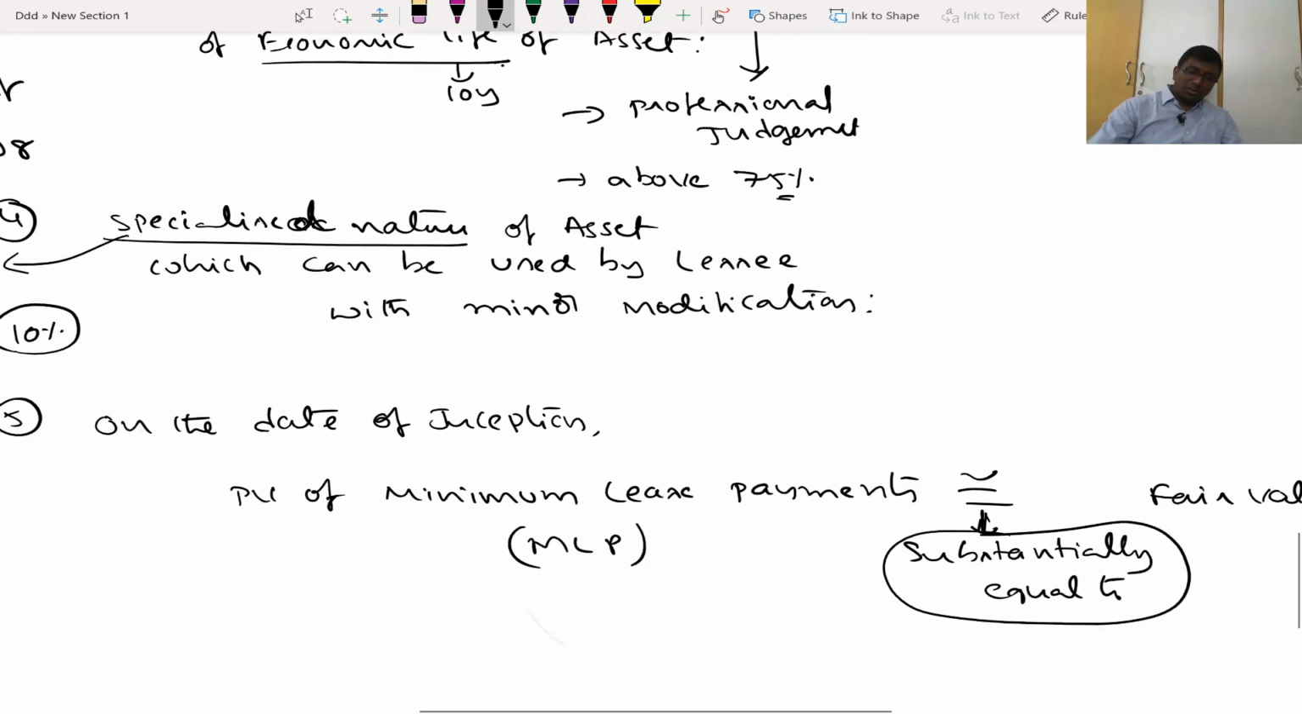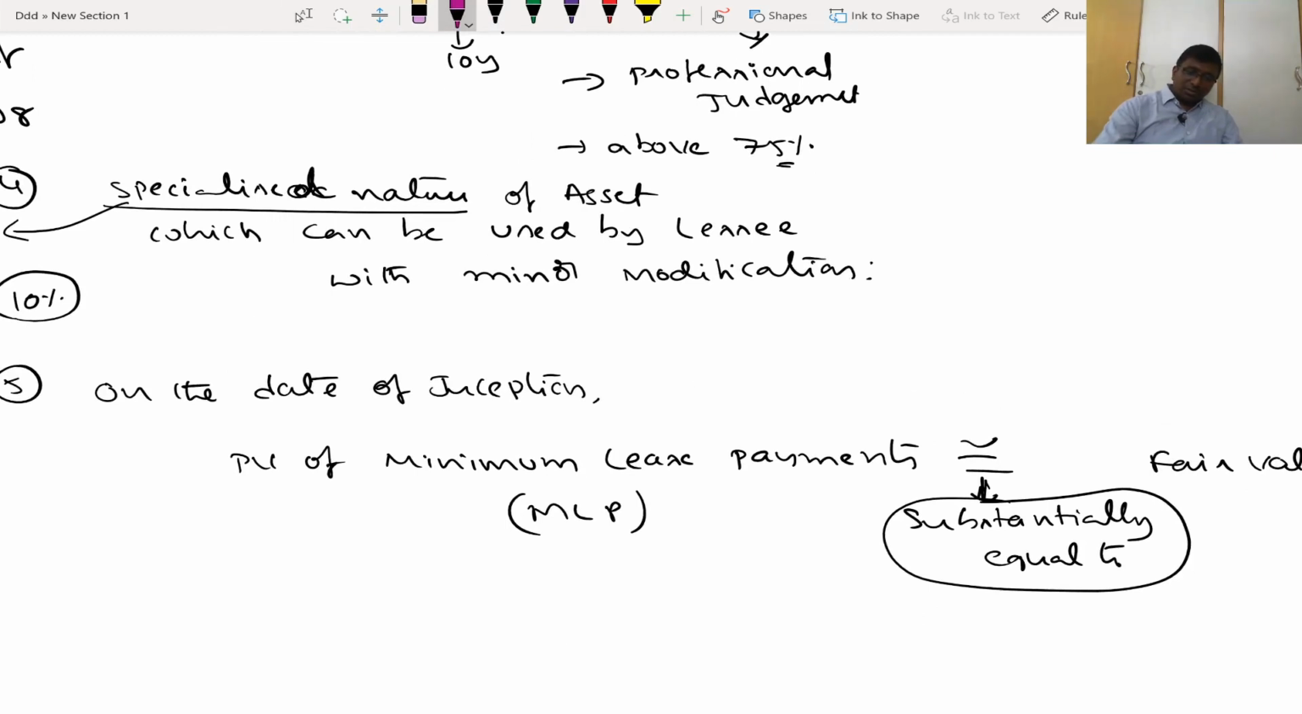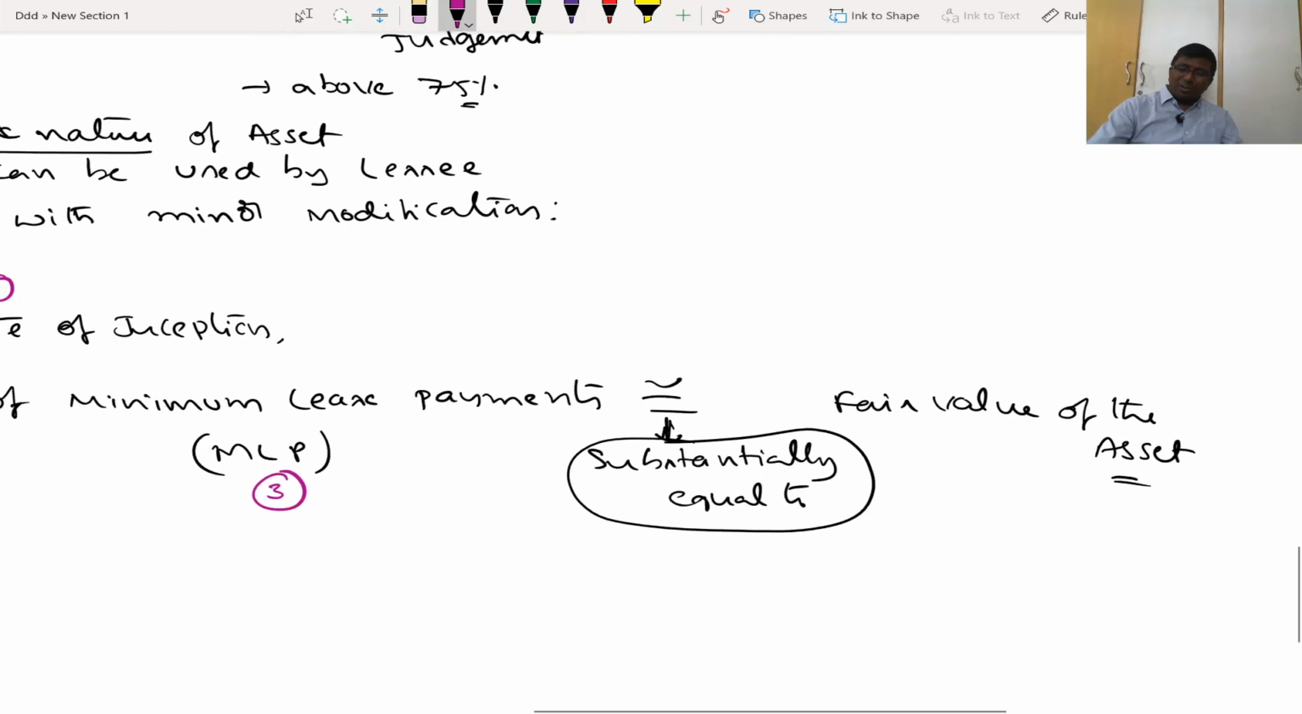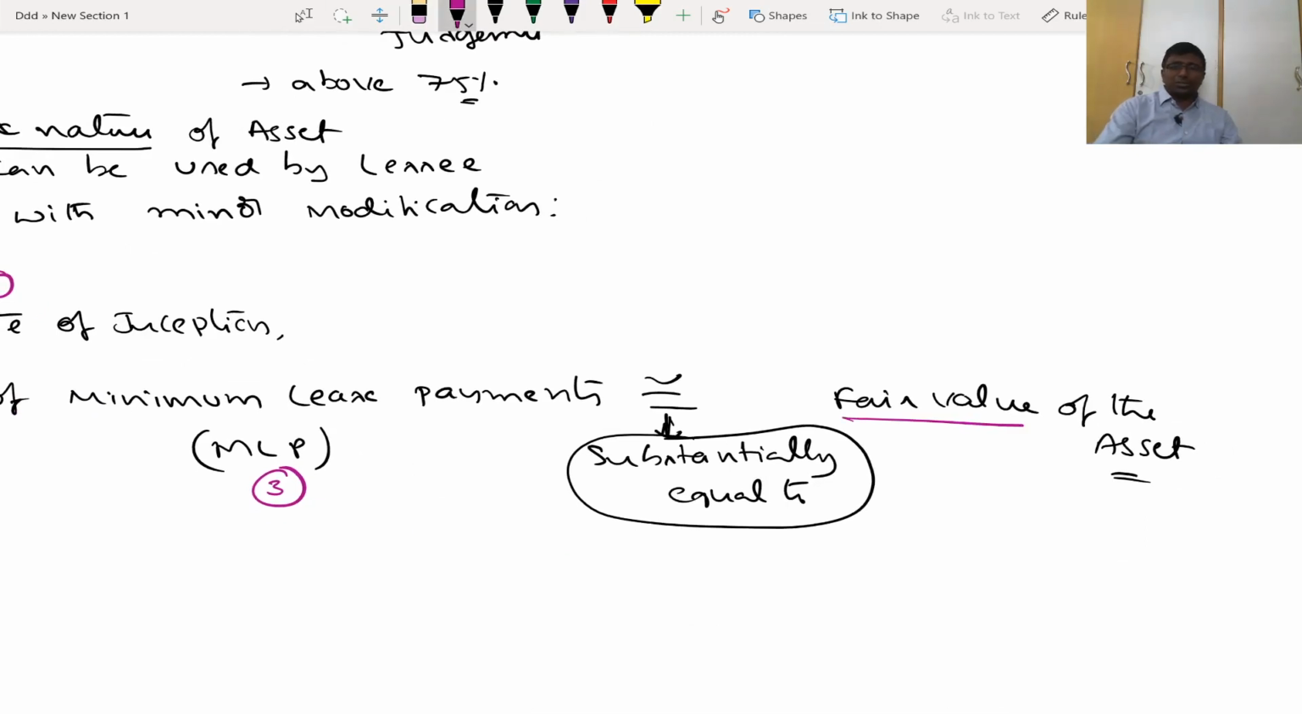Here you need to understand 2-3 words. First, what is the date of inception? Next, when you say present value, what is the discounting factor? That is the second point you should understand. What do you mean by MLP? What does MLP include, and what does it exclude? You need to understand these 3 things. Fair value is market value, nothing much.